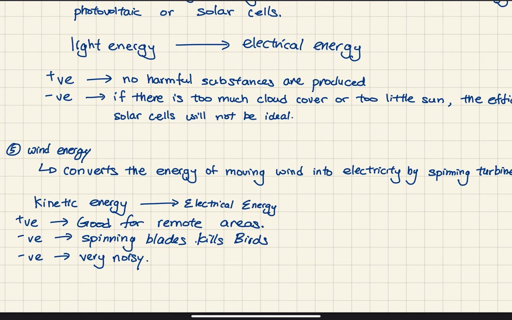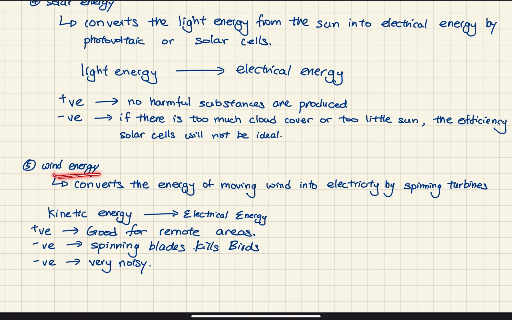Okay, the last type of energy is wind energy. Singapore also doesn't really have much of this. What they do is convert the energy of moving wind. The keyword here is moving. Moving means kinetic energy, which is converted into electrical energy by spinning turbines. So we convert kinetic energy into electrical energy.